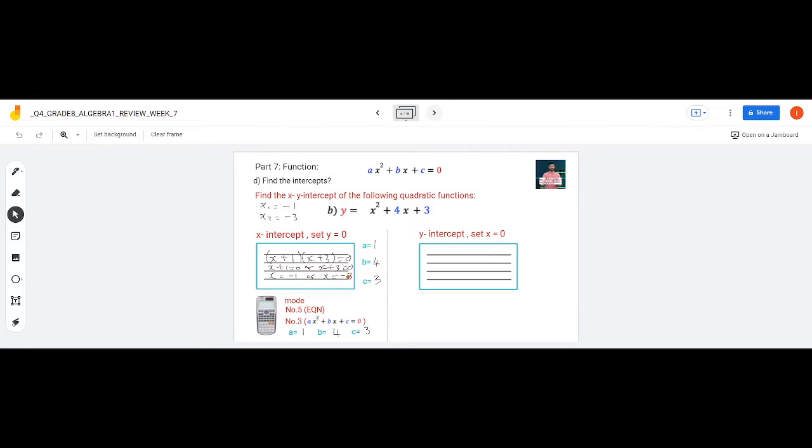Now to get the y-intercept, we set x equal to 0. So y equals x squared plus 4x plus 3. Y equals, open the bracket, put a 0, square plus 4, open the bracket, put a 0, plus 3. So y is equal to 3. Why? Because that's 0, and what's left is 3. And that's how we find the x and y intercept for this particular question.